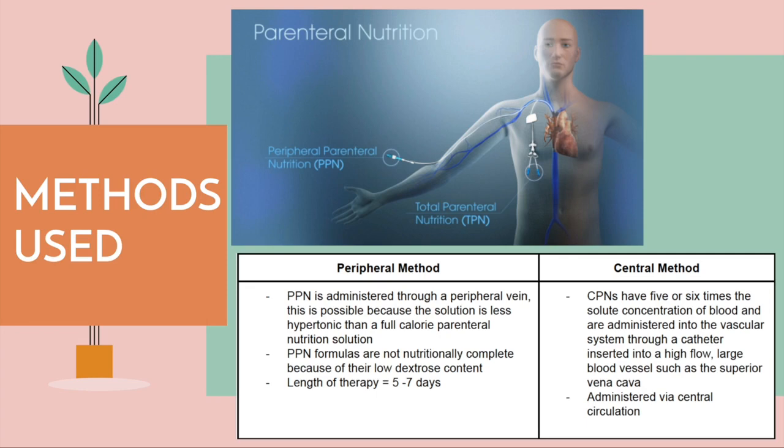The next method is the central method. CPNs have 5 or 6 times the solute concentration of blood and are administered into the vascular system through a catheter inserted into a high-flow large blood vessel such as the superior vena cava. And this is administered via central circulation or the central venous axis.